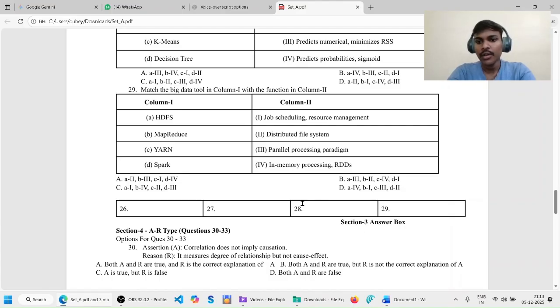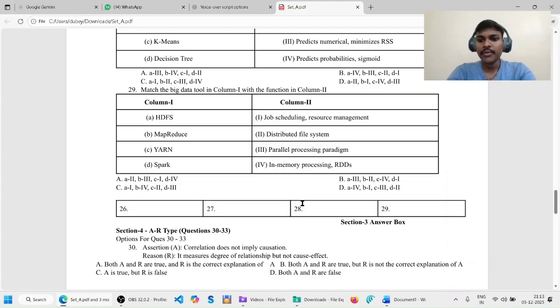maps HDFS to distributed file system. B3, which means MapReduce to parallel processing. C1, Yarn to job scheduling, and D4, which maps Spark to in-memory processing.